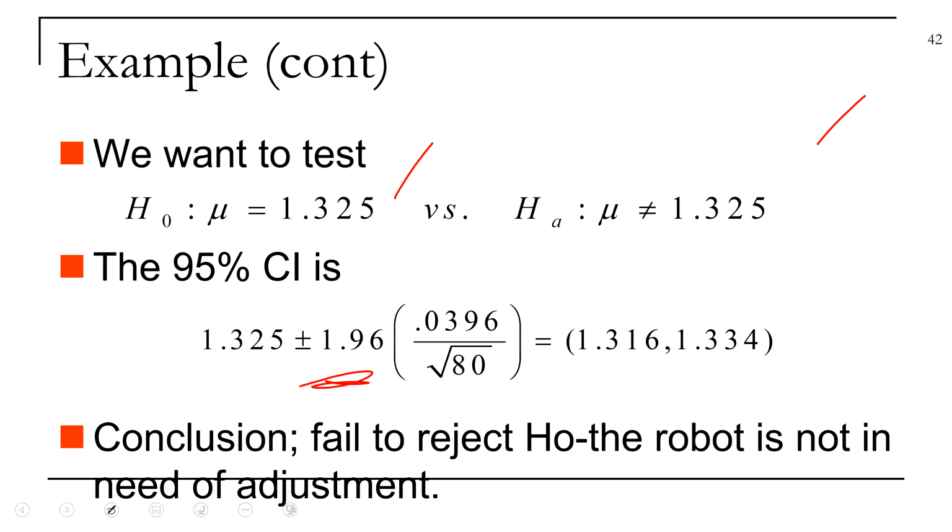And what can we say? Is 1.325 inside there? Yes, it is. Fail to reject the null hypothesis. The robot is not in need of adjustment. So again, if you have a two-sided test, something equal to it, something not equal to it, that's a two-sided test. Very straightforward, very easy to do via what we call a confidence interval.